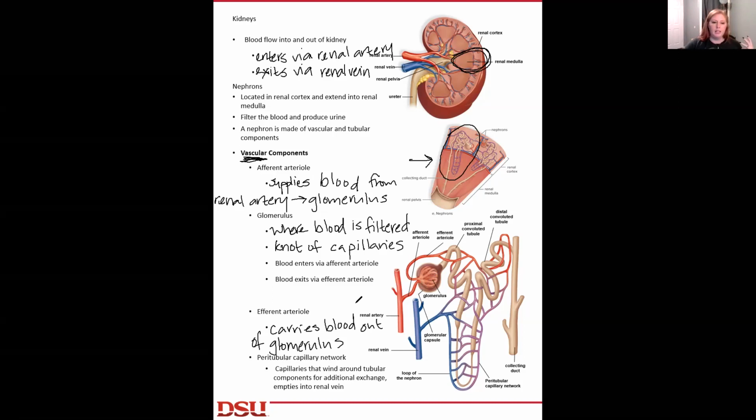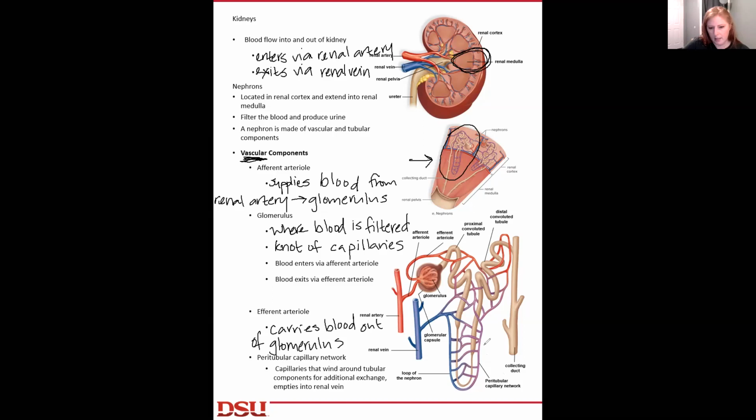Okay, now in addition to this, we have something called the peritubular capillary network. Capillaries that wind around the tubular components for additional exchange, and then those are going to empty into the renal vein. So basically, the peritubular capillary network is being shown here in purple.